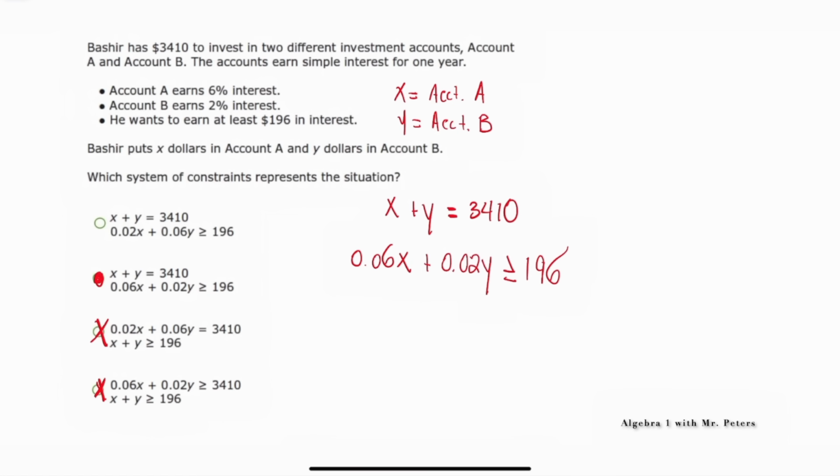Answer choice A, what they did was they switch accounts A and B. So just be mindful of those small little tricks that they may use to try to get you.